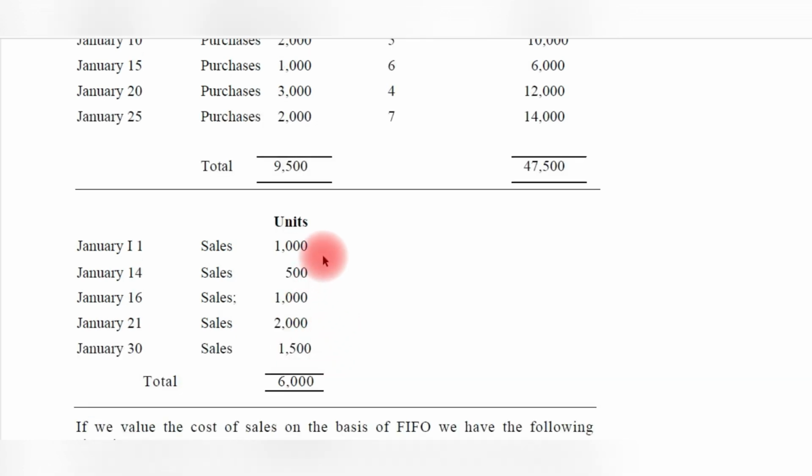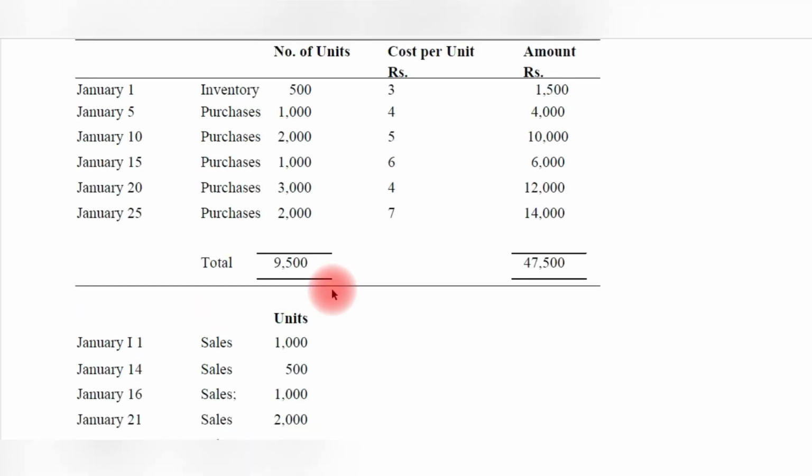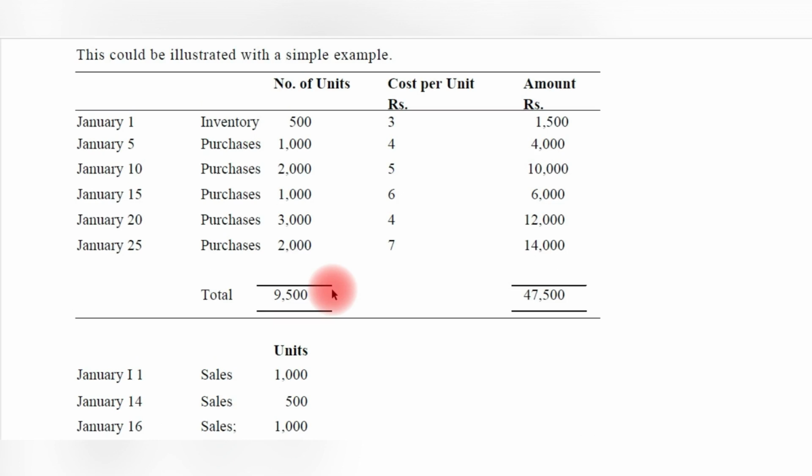The sale price is not given here. We can assume any price. Sales revenue is not the theme of this topic. We will see it later. The purpose of this video or this topic is to understand how to show the cost of the goods. In this table, at what price we have to show the cost, because here the cost is increasing.